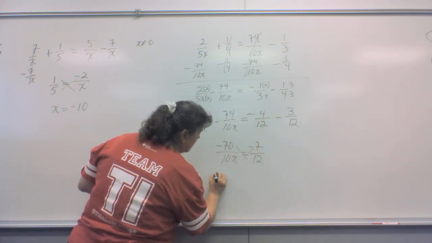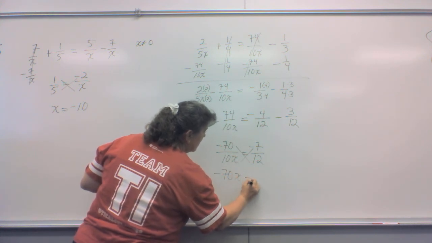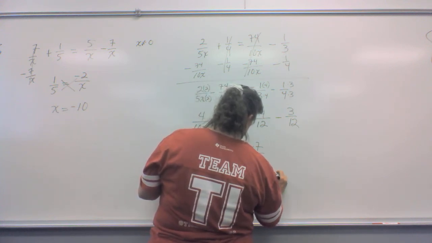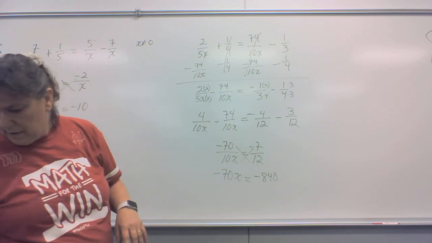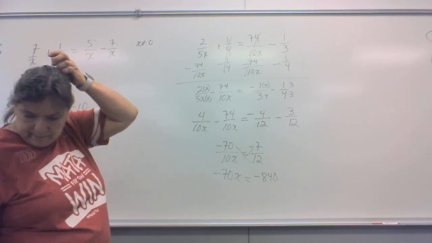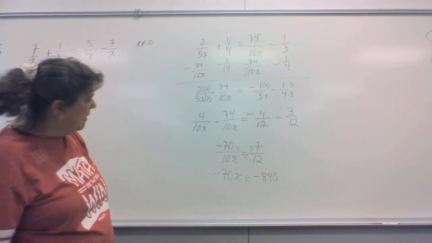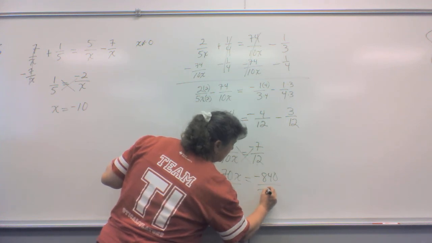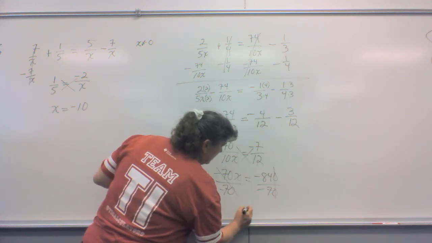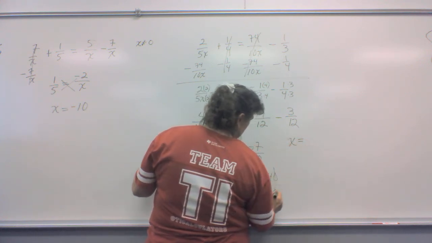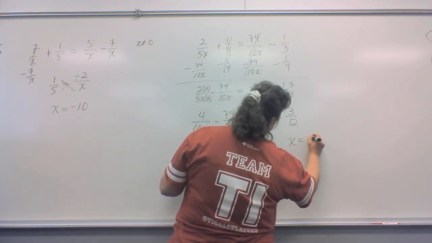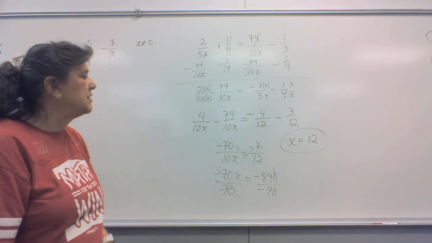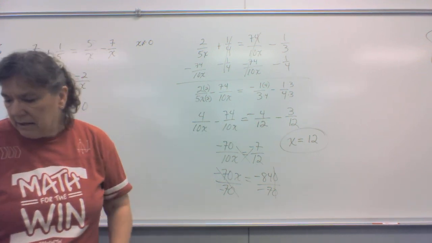Again, your cross products, negative 70x is equal to negative 70 times 12, which will be negative 840. I believe I did that right. Okay. Divide by negative 70 on both sides. And that's going to give me x is equal to, negative 7 goes into negative 84 12 times. So x equals 12. And that's a lot more complex than anything else that you would have done.